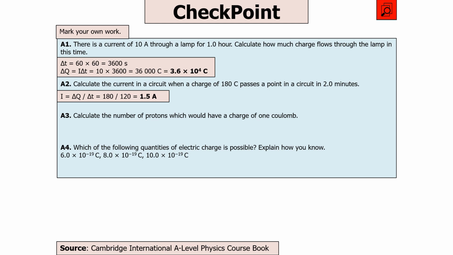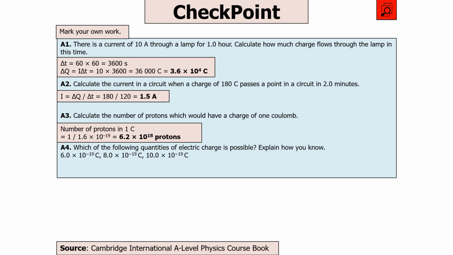Now, how many protons would have a charge of 1 coulomb? So you do the number of protons in 1 coulomb is the charge in coulombs divided by the charge of 1 proton, or electron in this instance. So it's 1.6 times 10 to the minus 19, so that's 6.2 times 10 to the 18 protons.